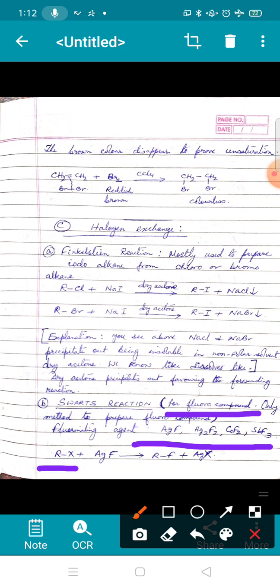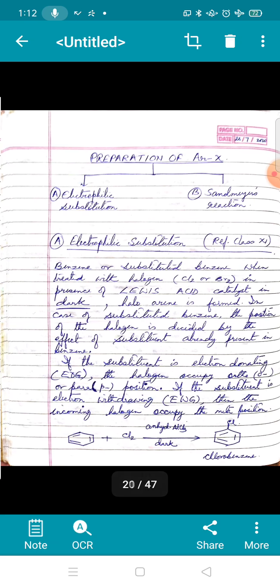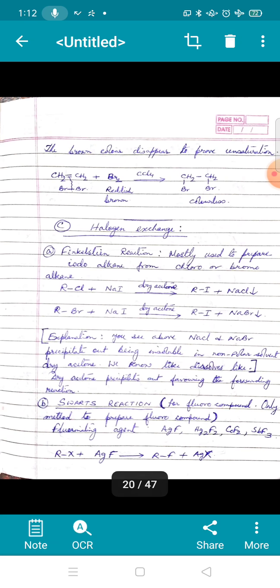So here you see I have taken RX. RX could be RCl, RBr, RI, whatever. When we treat it with silver fluoride or any of these reagents, then what we get is fluoroalkane, and together with it, if I take silver fluoride, the other silver salt will be formed. Suppose if it is RCl, then here it will form AgCl. So that is all about the preparation of haloalkanes. The next will be preparation of haloarenes, which I think I have already posted the video on.